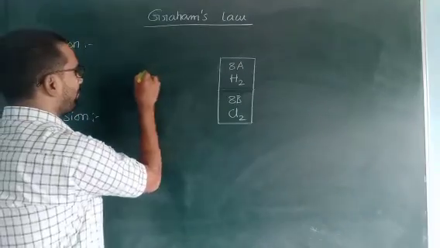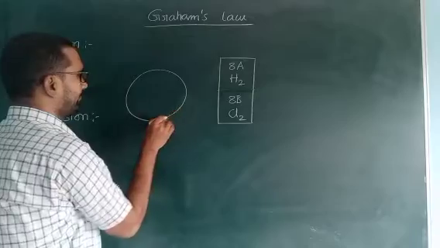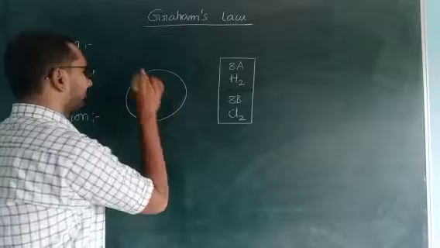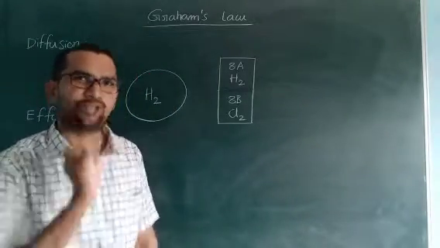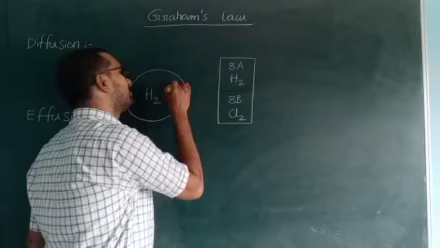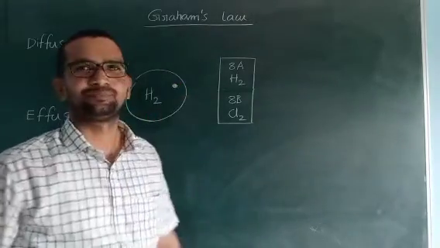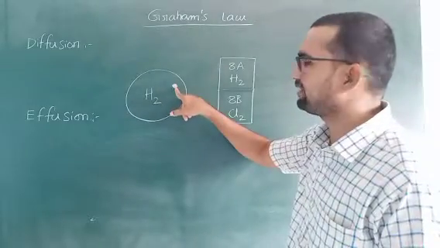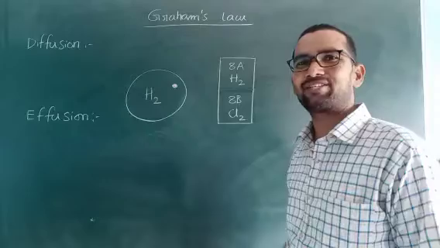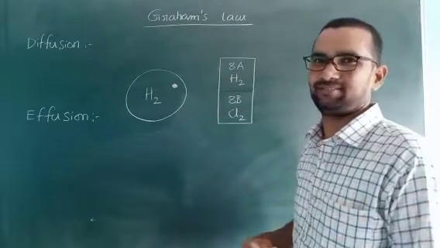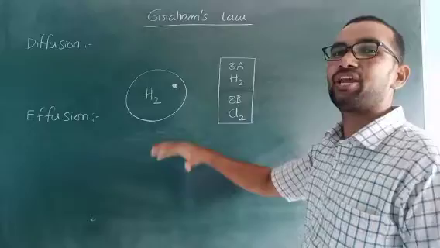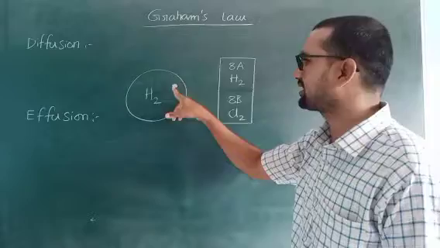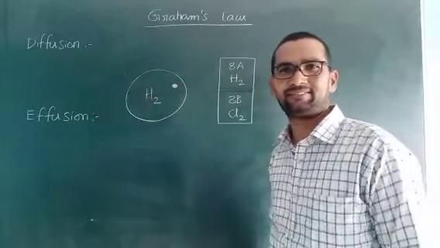Second one, take one balloon. This is one balloon. This balloon is filled with any gas, for example, hydrogen gas. And make a small hole. Here, I will keep one small hole. Then what happens? Very simple. This gas escapes from this hole or small aperture. That escaping is called effusion. This combination is called diffusion. This escaping is called effusion.